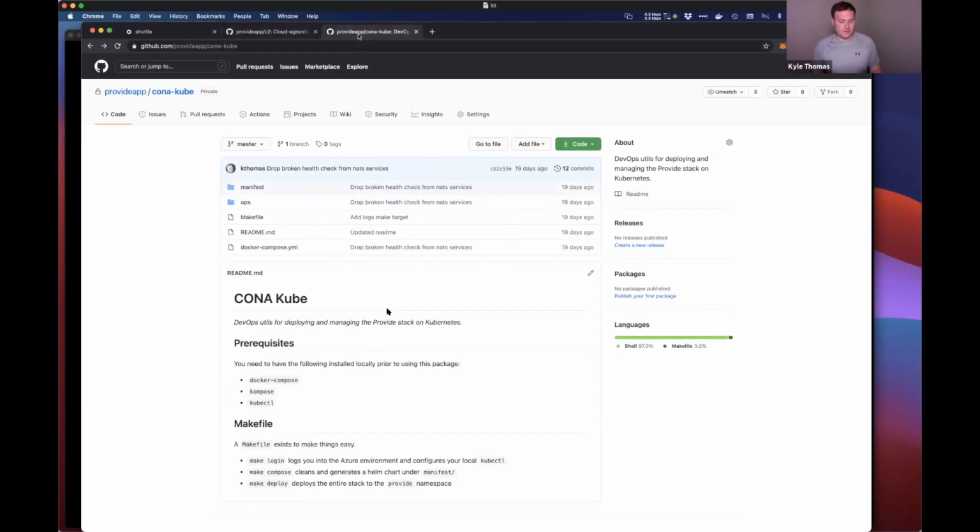Now, in the context of CONA, we've been working on this Kubernetes thing in order to best understand what needs to be optimized and baked into C2. So CONA Kube is the place where all of this is happening in terms of generating and deploying a Helm chart and deploying to Kubernetes within the CONA Azure environment. Let's clone the repo.